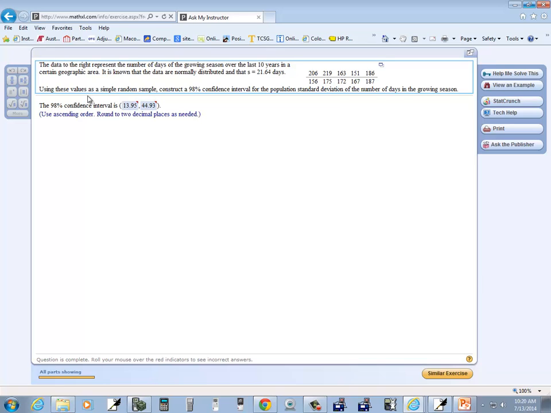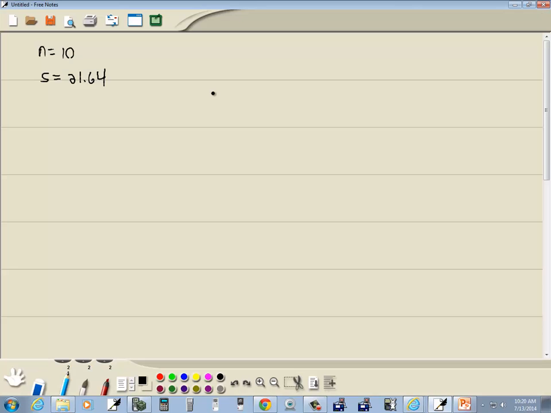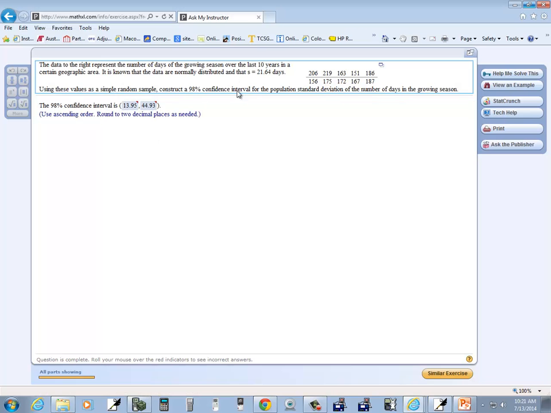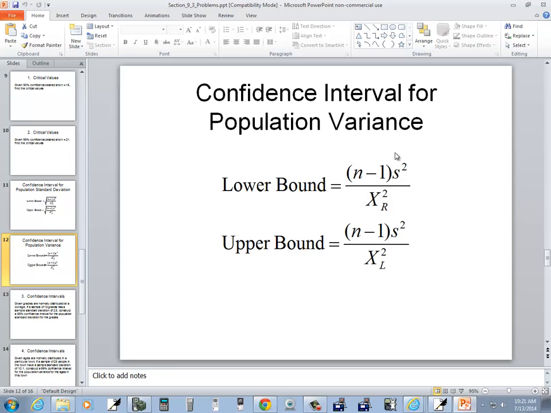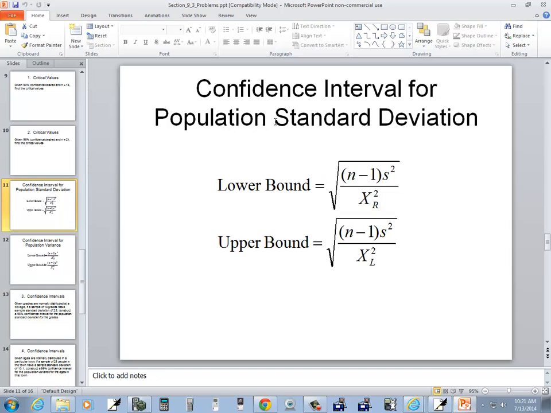Okay. Using these values of a simple random sample, construct a 98% confidence interval. Now here's where you have to read the problem closely. 98% confidence interval for the population standard deviation. Population standard deviation. We've got two sets of formulas: the confidence interval for population standard deviation, which is this one, and the population variance, which is this one. So you may have a mixture of both types in here. Well, the one we're wanting is the population standard deviation, so this is the one we want.